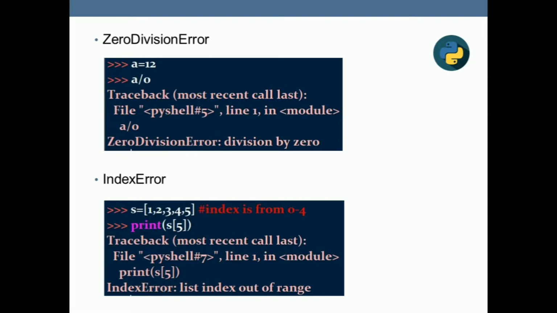In this example, the index of the list here is 0 to 4. At index position 0, it has 1. At index 1, it has 2, and so on. But there is no index position 5 in that list. If we try to print any value within the range, it gets printed without error. But if we try to access beyond the range, it throws an error called IndexError.